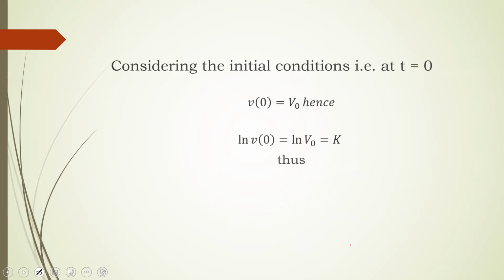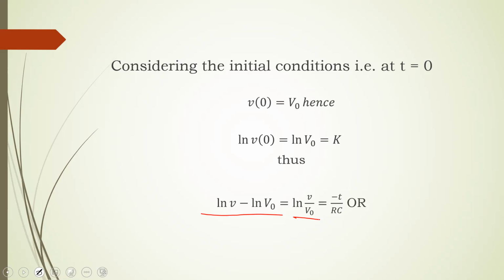And since we are all brilliant math students, if K is ln V0, we bring that to the left-hand side. We, of course, get ln V minus ln V0. Or, since we are subtracting logs, it means that we are dividing.